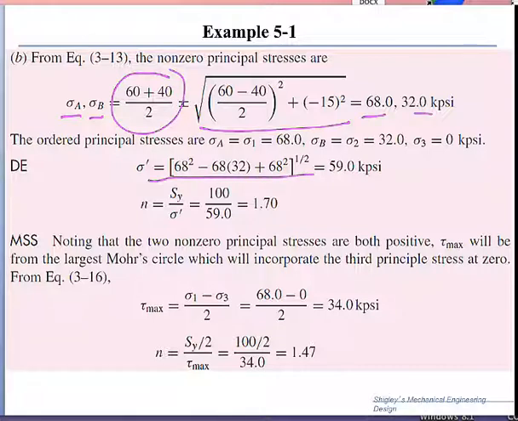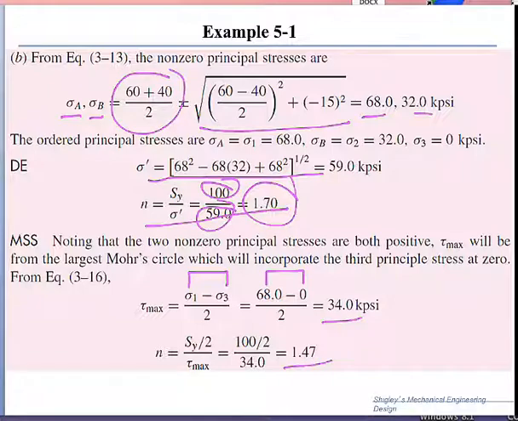And then we use them in the same formula as before, and we calculate the safety factor, taking the yield strength divided by von Mises. It comes to be 1.7. Now we can compare to the maximum shear stress, where the maximum shear stress is the difference between the maximum principal stress and its minimum, and that is 68 minus 0 divided by 2 gives us 34, and therefore we get a factor of safety of only 1.47.